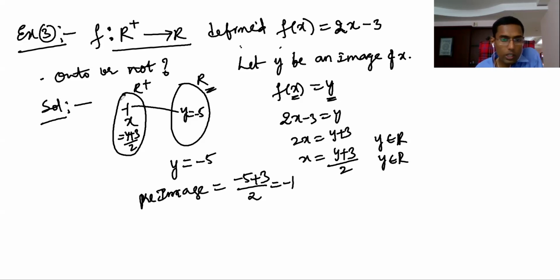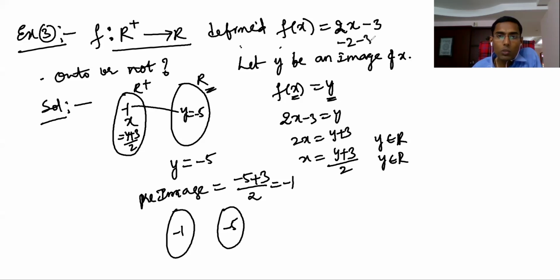Very simple here. The image of minus 1 is minus 5. If you put 1 here, what will happen? Minus 2 minus 3 is minus 5. So f of minus 1 is minus 5. That means the image of minus 1 is minus 5 and the pre-image of minus 5 is minus 1. But this means the pre-image of minus 5 doesn't exist. Why? Minus 1 will not be in R plus.